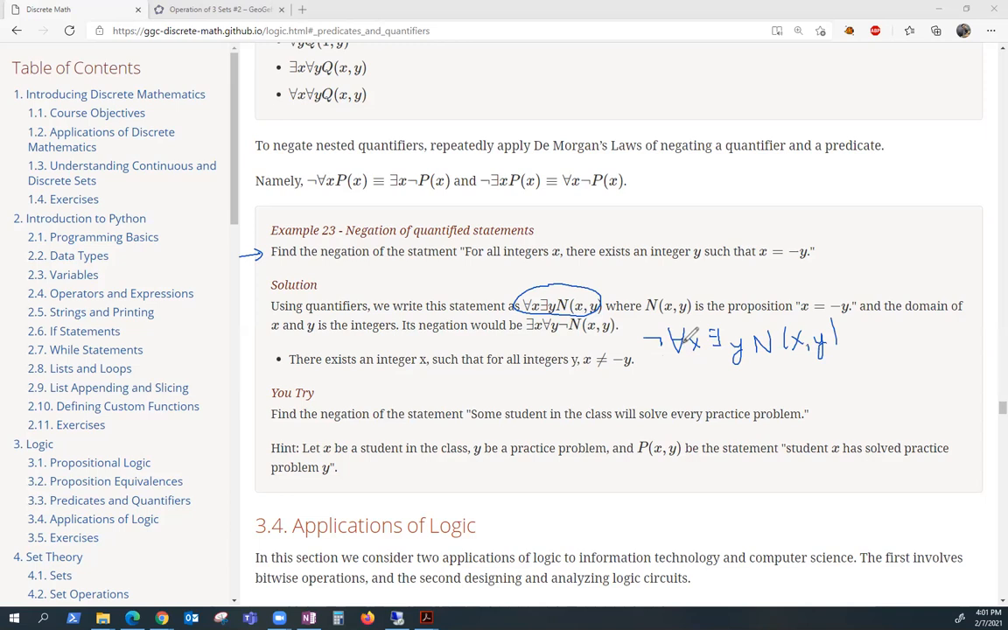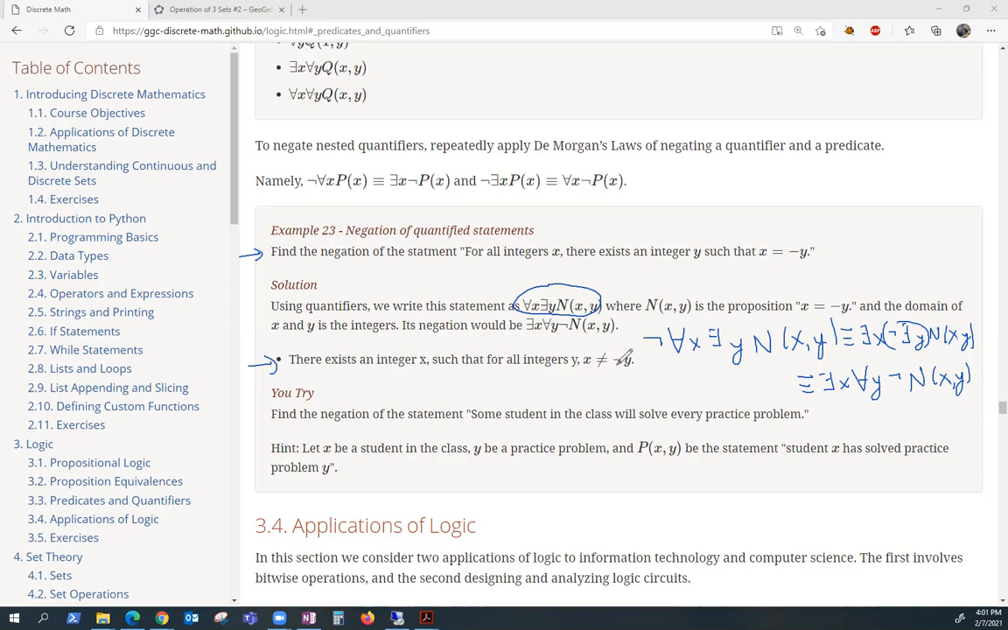Well, DeMorgan's law tells me this universal is going to become an existential. So there exists an x such that not there exists a y such that n of x and y. Now DeMorgan's law tells me that negating this existential becomes a universal, and then I have not n of x and y. So it says there exists an integer x such that for all integers y, x is not equal to negative y.